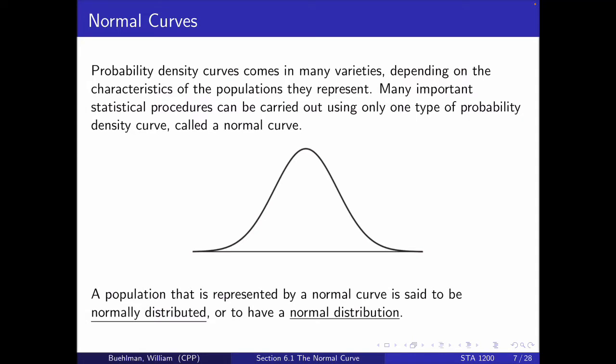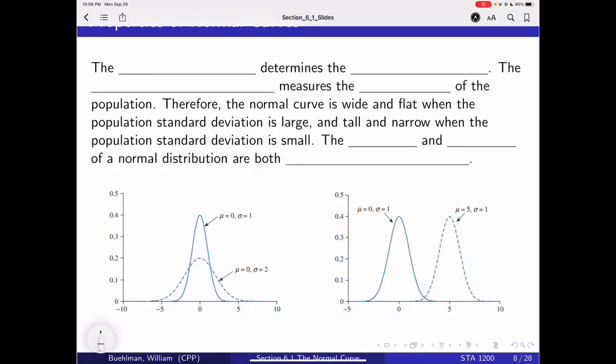Probability density curves come in many varieties, depending on the characteristics of the populations they represent. Many important statistical procedures can be carried out using only one type of probability density curve called a normal curve. A population that is represented by a normal curve is said to be normally distributed or to have a normal distribution. The population mean determines the location of the peak.